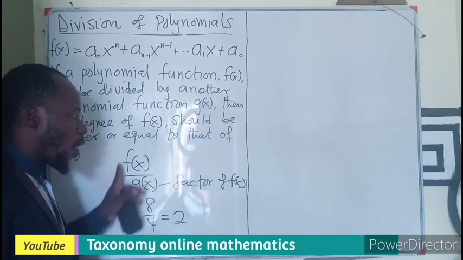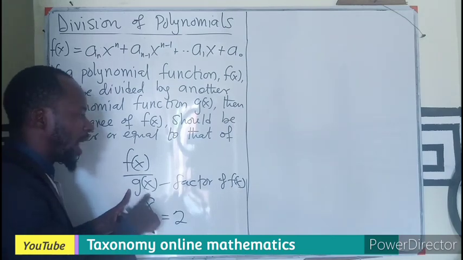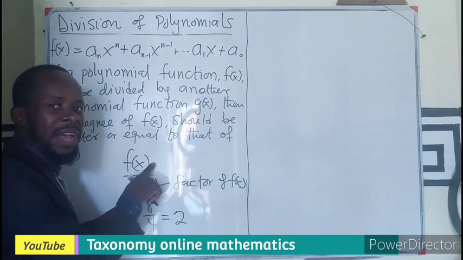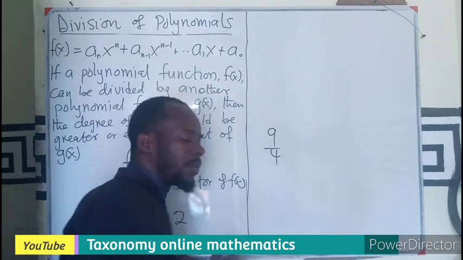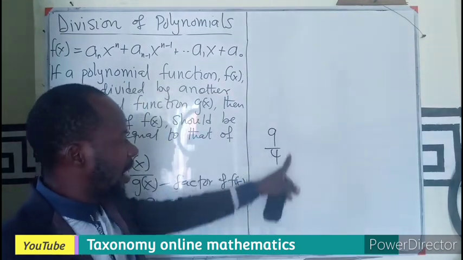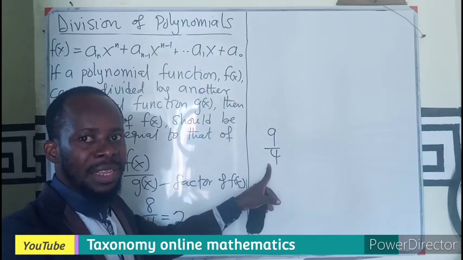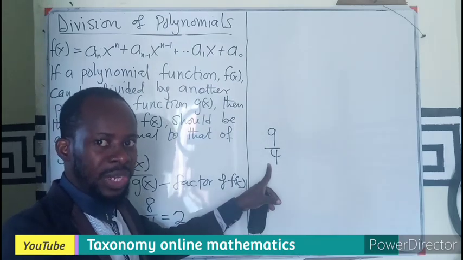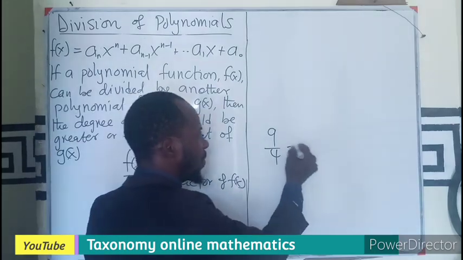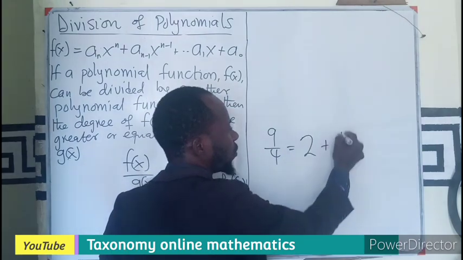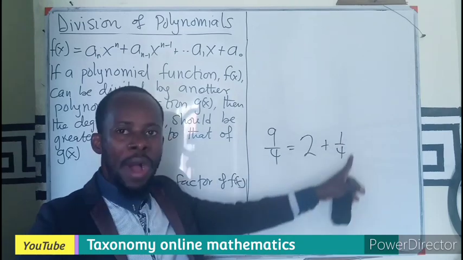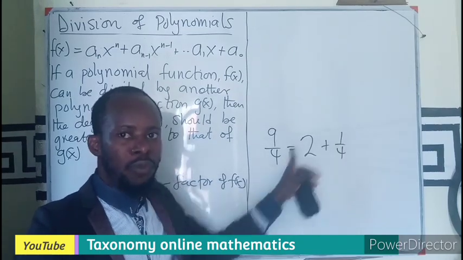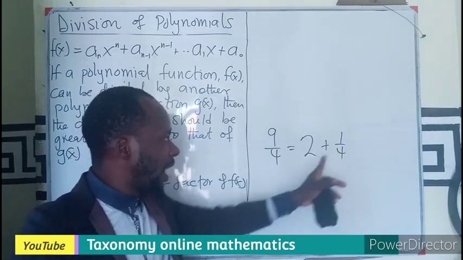Now, it is not always that our g of x will be a factor of f of x, as in the case 9 over 4. We can see in this case that 4 is not a factor of 9, but still we can perform this division regardless. So this will give us 2 plus 1 over 4. We know it's going to be 2 whole number and 1 over 4. The 1 is not up to 4 to be divided. So we can do the same.